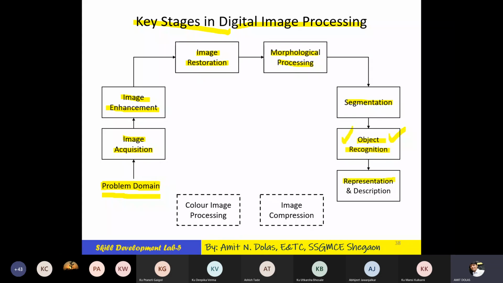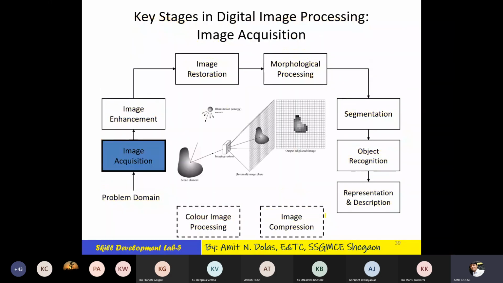Then representation and description, how it will be represented, how it is described. Then there are sub blocks like color image processing and image compression. Why image compression is required, we already discussed. If we want to store or transmit the image, image compression plays a very important role. We discussed this in the last lecture.